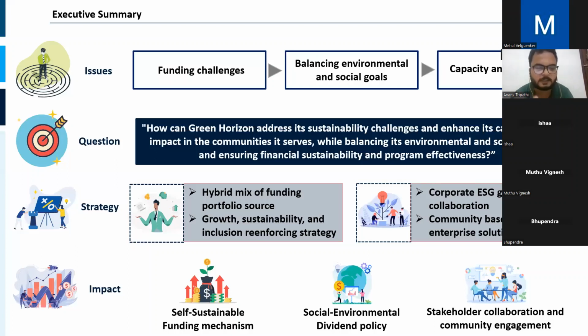So in this, the NGO was facing three basic issues, which are funding challenges, balancing environmental and social goals, and the third one was capacity monitoring. The problem statement given to us as consultants was that Green Horizon has to address its sustainability challenges and enhance its capacity impact on the community, while balancing both environmental and social goals so that their financial stability can be maintained.